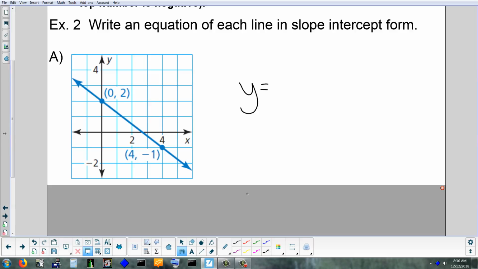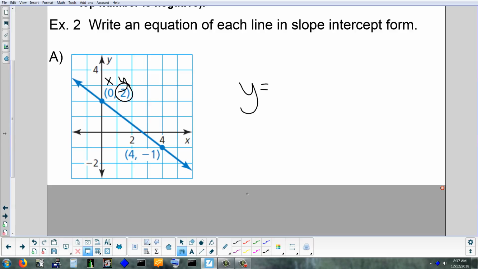The second bullet was what? Identify where the line crosses the y-axis. So at what point does this graph cross the y-axis? (0, 2). So what number is that on the y-axis? Is it 0 or is it 2? It's going to be 2. 0's the x, 2 is the y. I want to use the y.